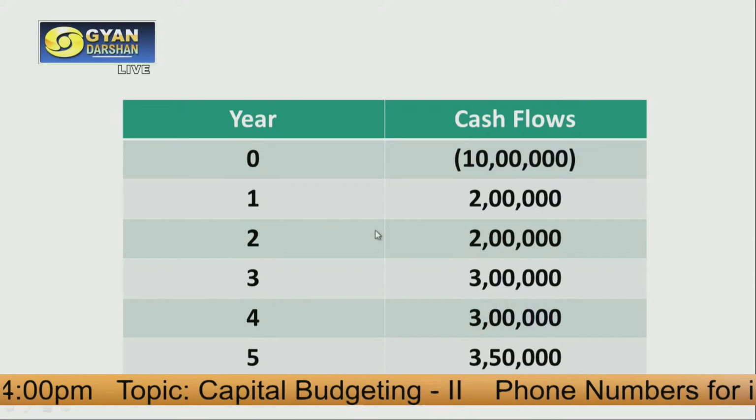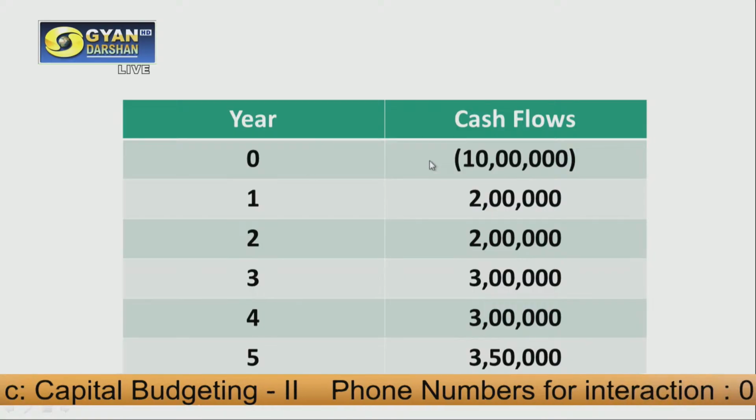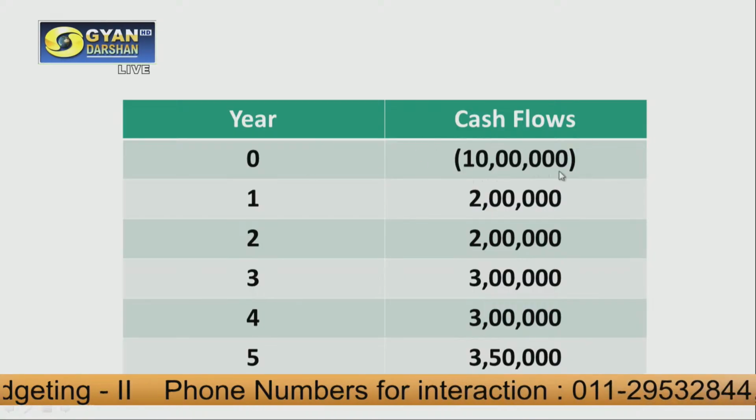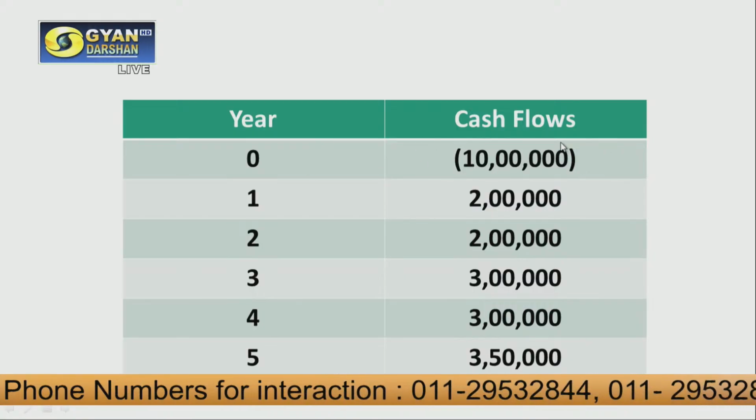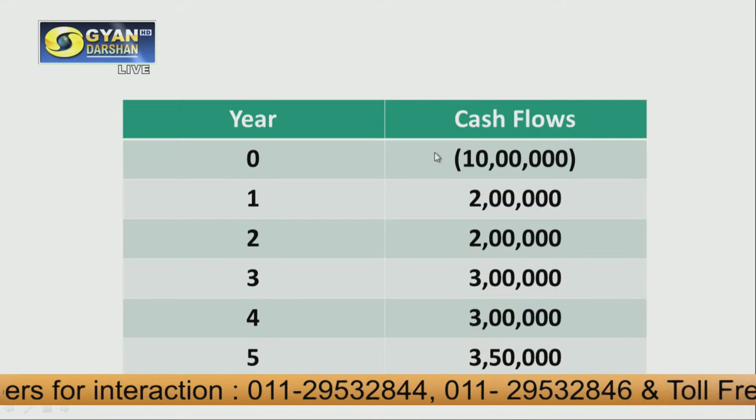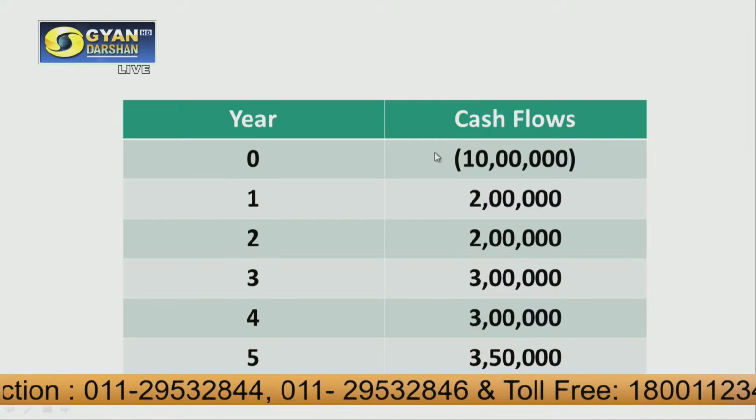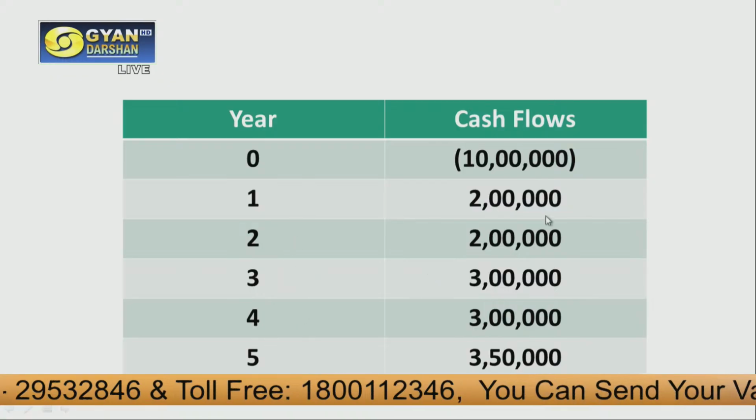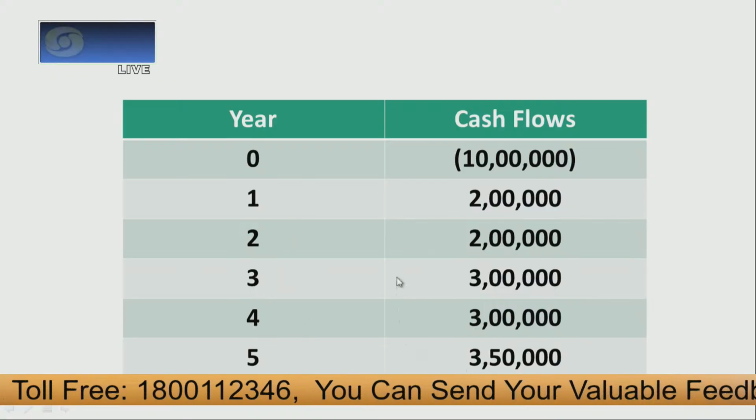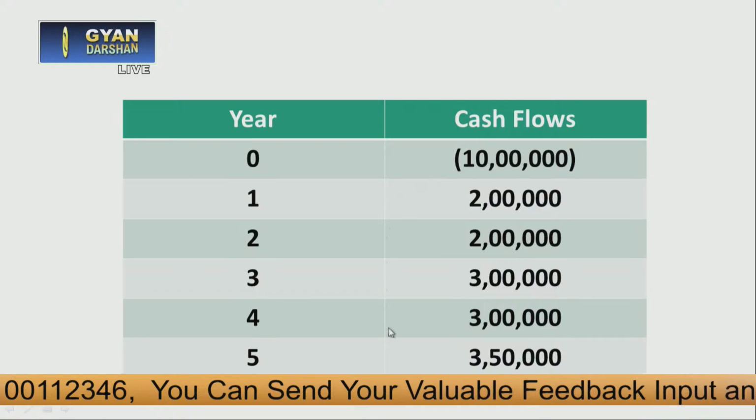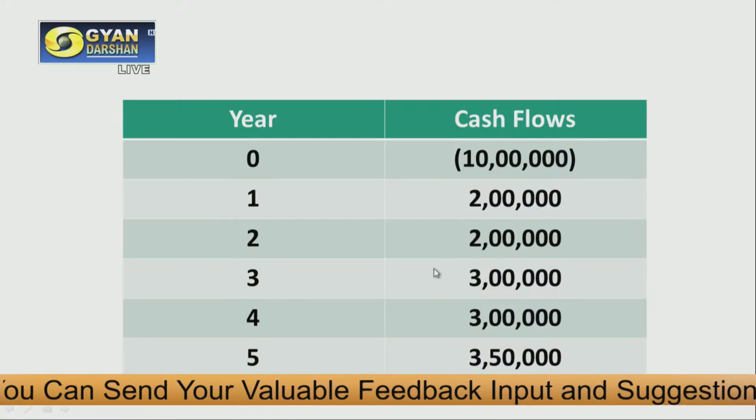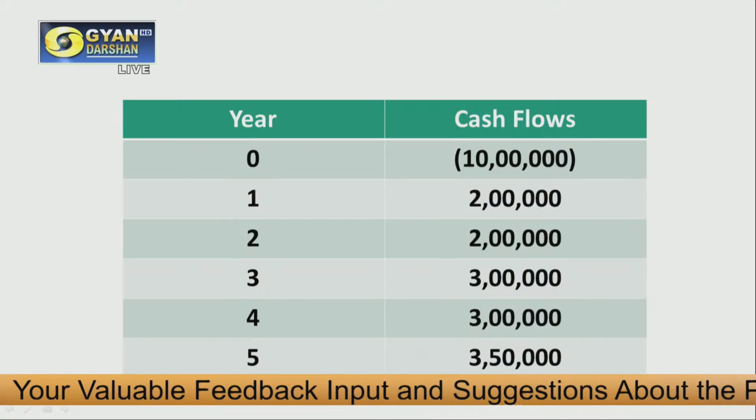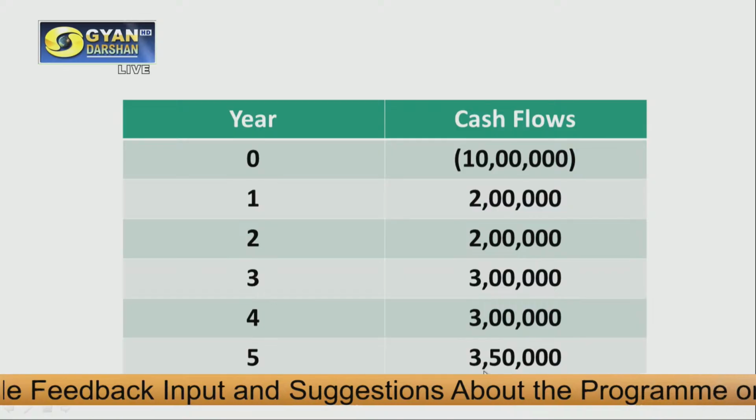Under year 0, the cash flow is given in brackets. That means this is a negative amount, that means this is our outflow. So this is 10 lakh rupees, that means our initial investment. Whereas the rows 1, 2, 3, 4, 5 are the cash inflows. The subsequent rows show cash inflows: 2 lakh for the first year, 2 lakh for the second year, 3 lakh for the third year, 3 lakh for the fourth year, and 3,50,000 for the fifth year.